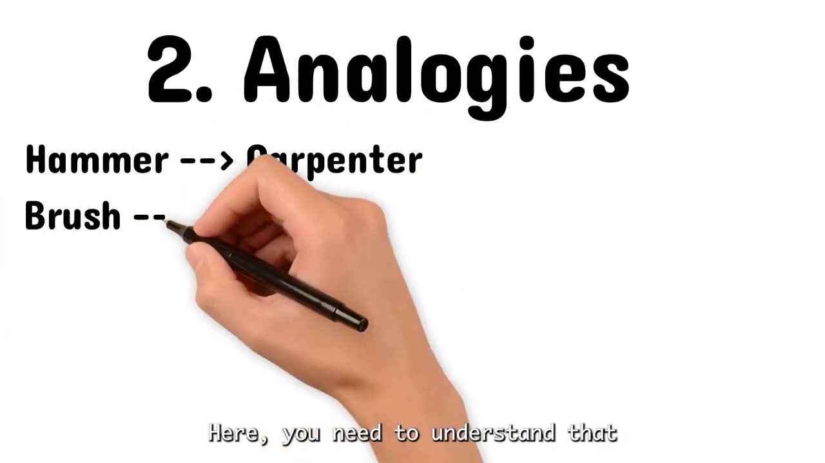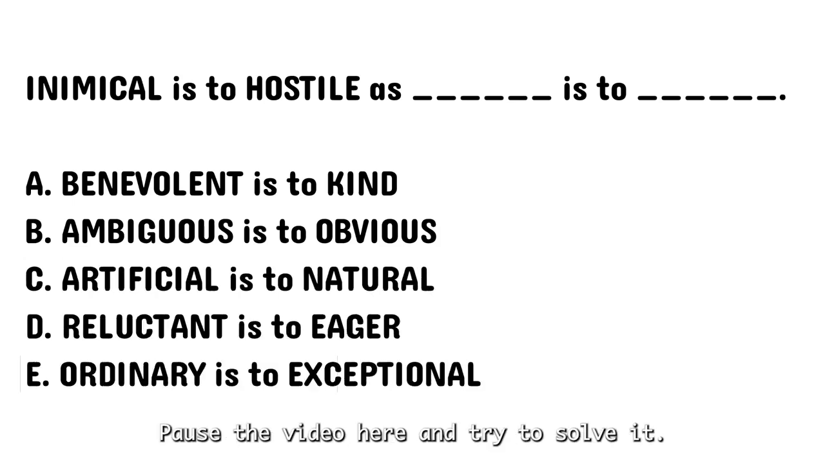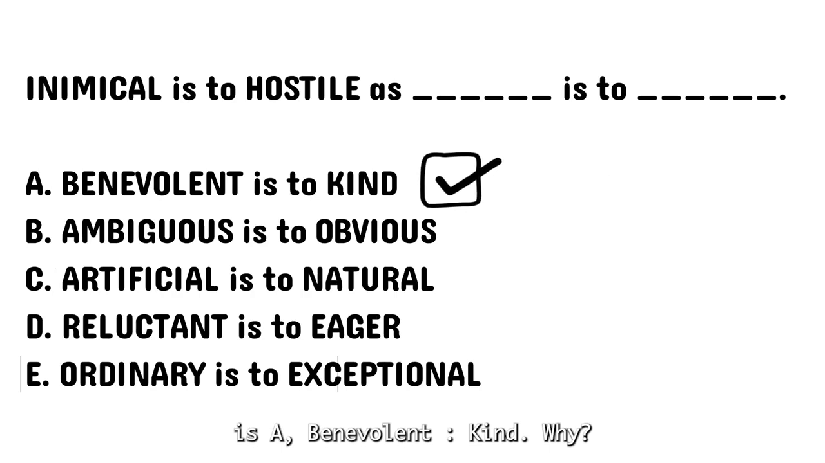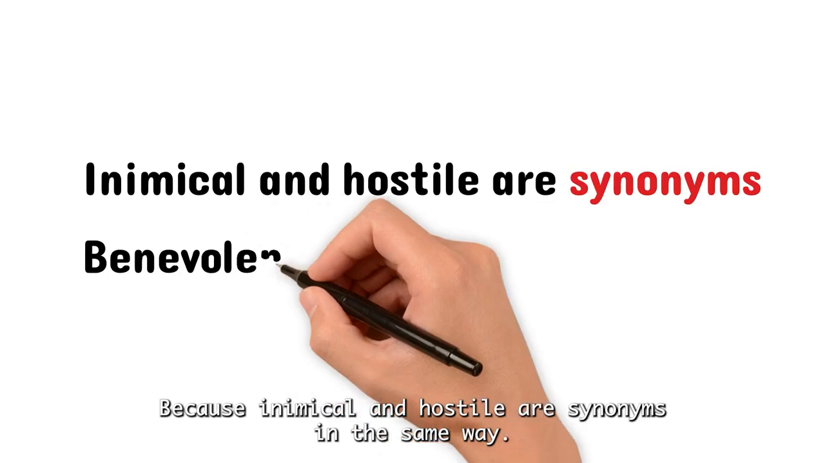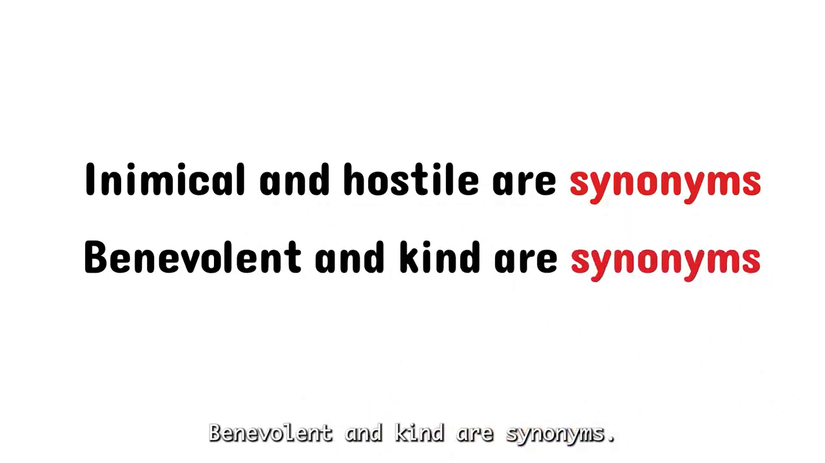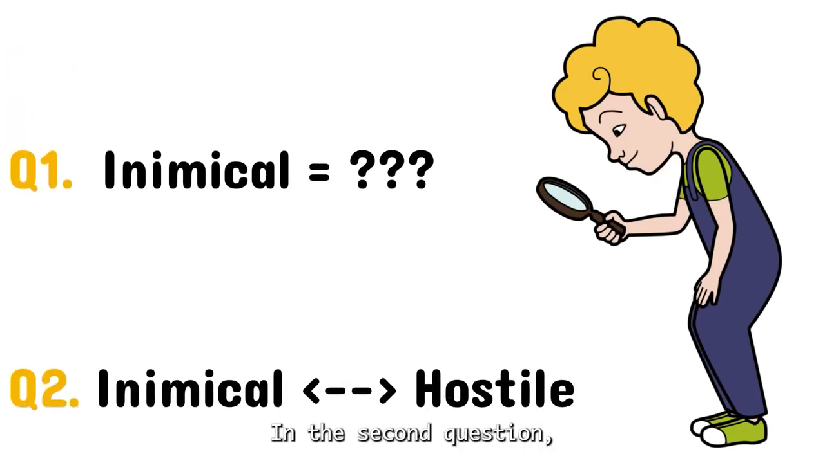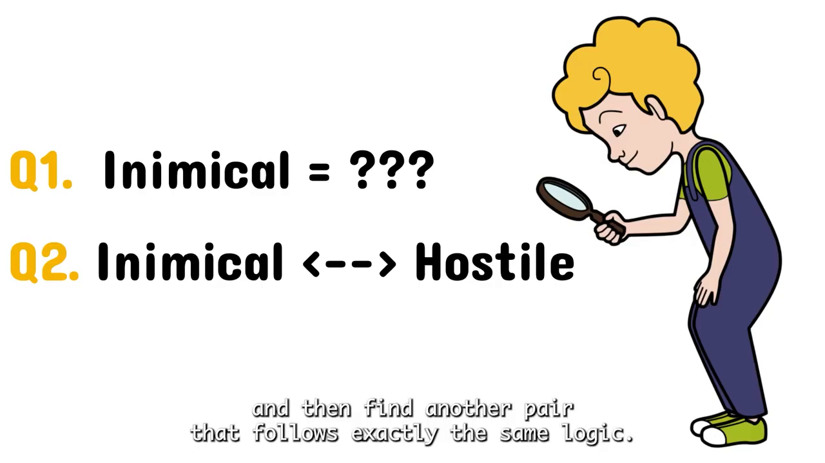The verbal section also tests analogies. Here, you need to understand not only what a word means, but also the relationship between words. So let's use the same word again. Pause the video here and try to solve it. The correct answer is A, benevolent, kind. Why? Because inimical and hostile are synonyms. In the same way, benevolent and kind are synonyms. Notice what just happened. In the first question, you had to know the meaning of inimical. In the second question, you had to recognize the relationship between inimical and hostile, and then find another pair that follows exactly the same logic.